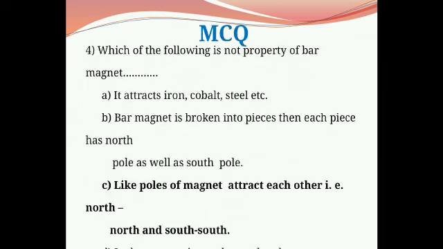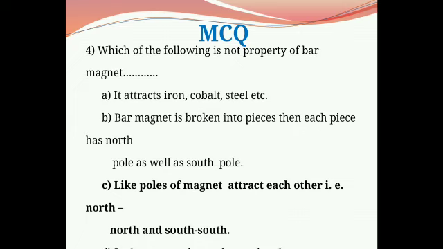The fourth question is, which of the following is not a property of a bar magnet? The first option is, it attracts iron, cobalt, steel, etc. Option B is, if a bar magnet is broken into pieces, then each piece has a north pole as well as a south pole. The third option is, like poles of a magnet attract each other, that is north north and south south.